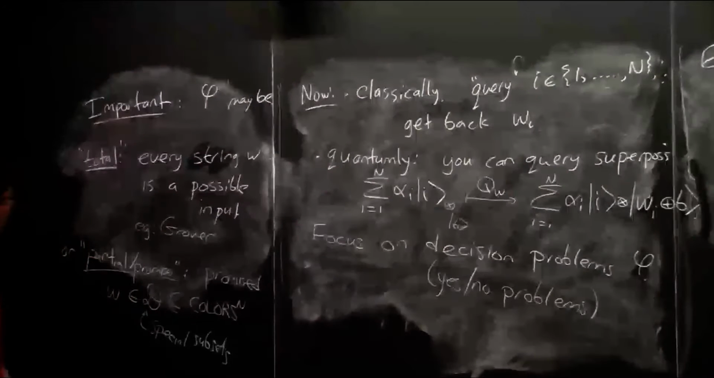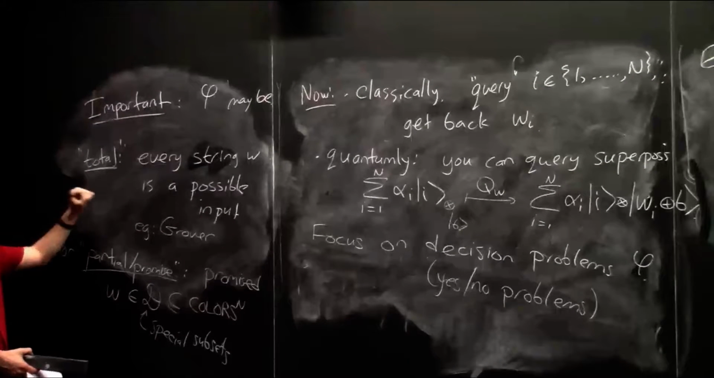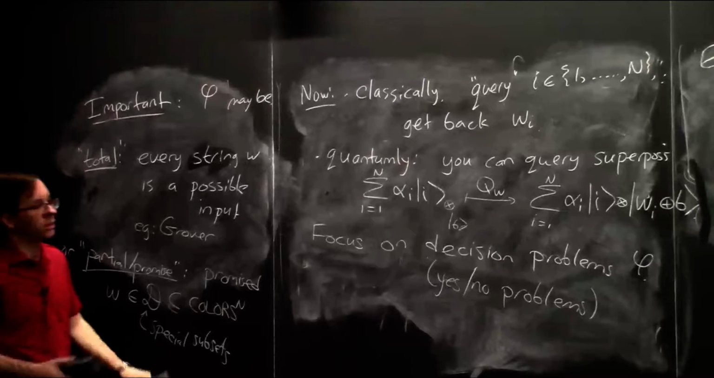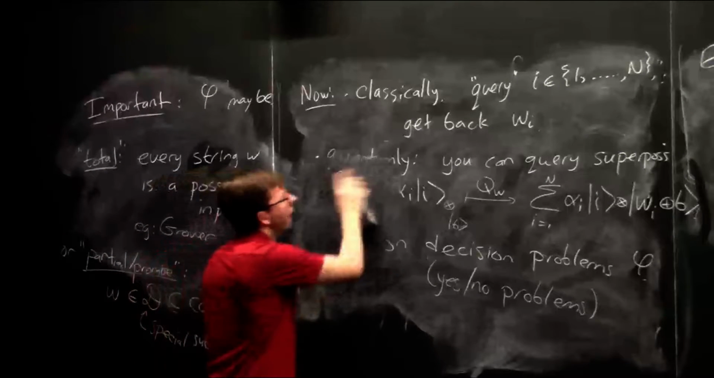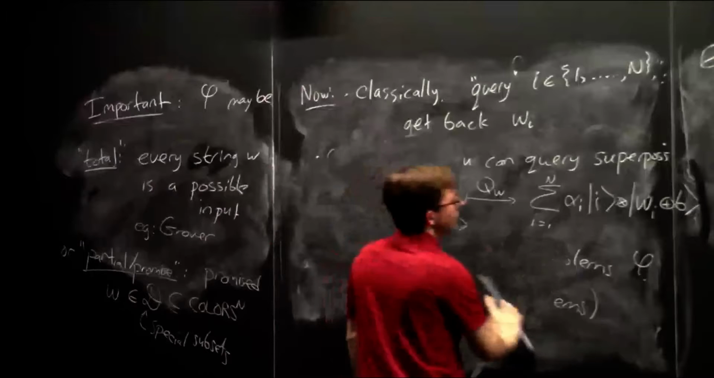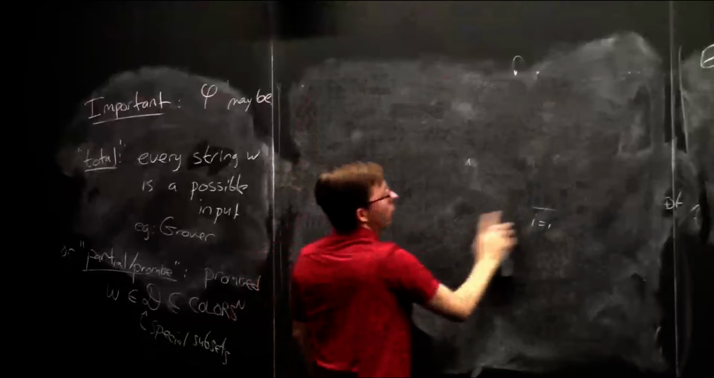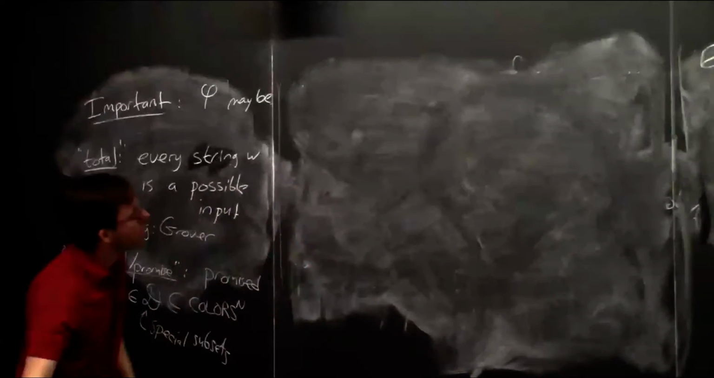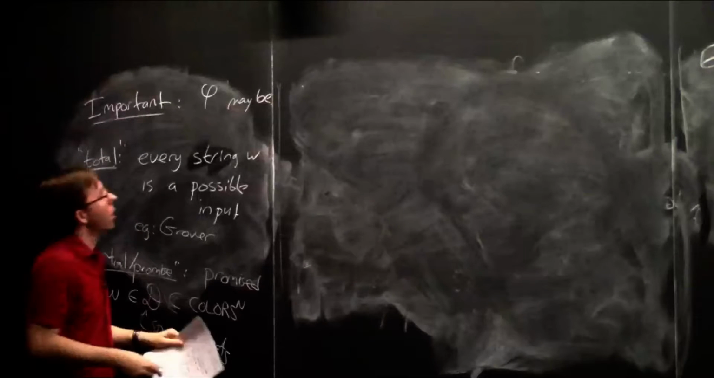And what we're actually going to see is that somehow it's not so easy to get really good quantum algorithms for total problems, whereas it's possible to get kind of amazing quantum algorithms for the promise problems. Okay, so now we've set up the definition of these query complexity problems, and talked about total and partial problems. And now we're going to study this model a little bit.